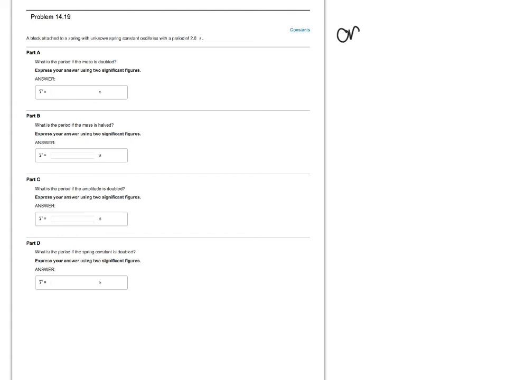For our original situation, we're going to think about the period of a mass on a spring, T equals 2 pi times the square root of m over k. And I'm not even going to plug in any numbers here. I'm just going to think about how the period changes, and then I'll easily be able to multiply that change by 2 seconds to get my new period.